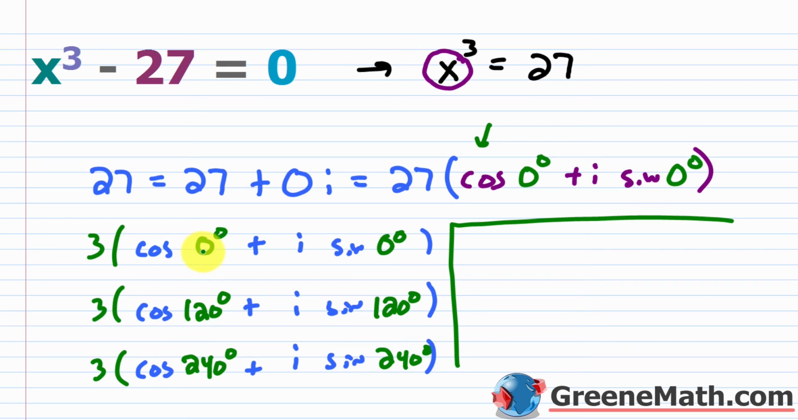The cosine of 0 degrees is going to be 1, and the sine of 0 degrees is going to be 0. So basically, you would have 3 times 1, which is 3. So I would say x is equal to 3. Okay, that would be my first solution.